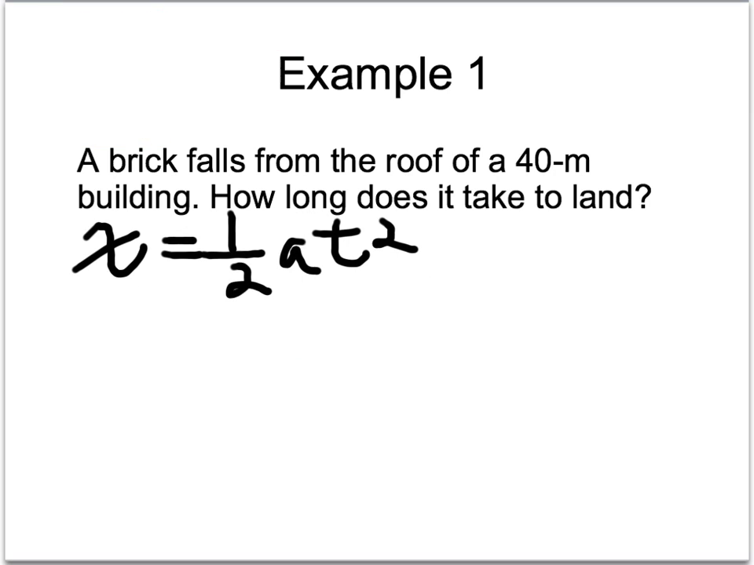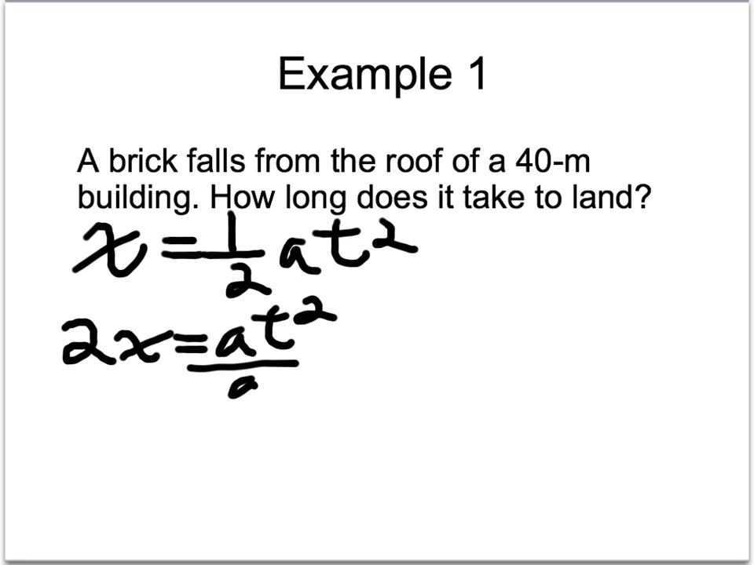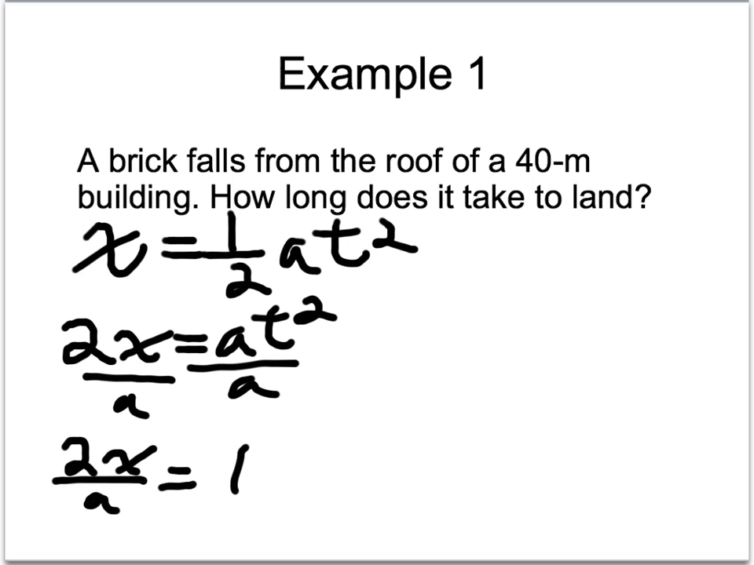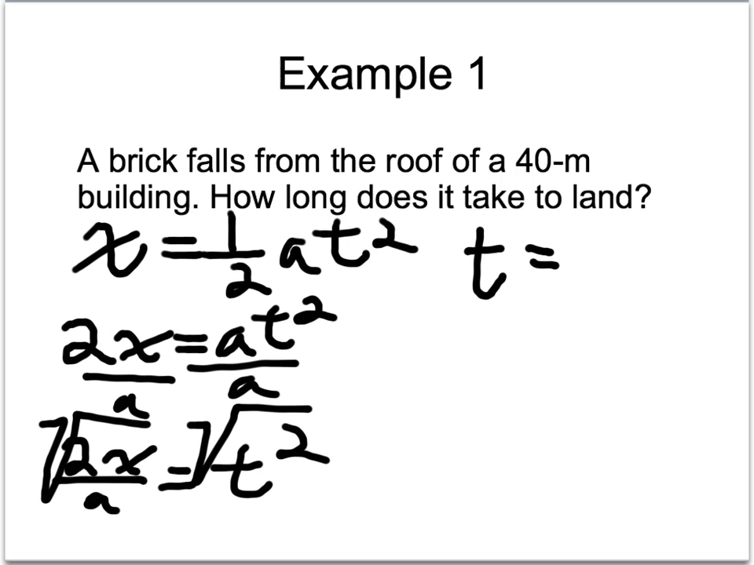So I got to this point in the last slide, x equals 1/2 at squared. Now I'm going to solve for t. So let's multiply by 2 on both sides to get rid of that 1/2. I've got 2x equals at squared. Let's divide by a. 2x over a equals t squared. Now I'll take the square root of both sides. And I'm going to come up to the right side now to finish it. Rearranging, t equals the square root of 2x over a.